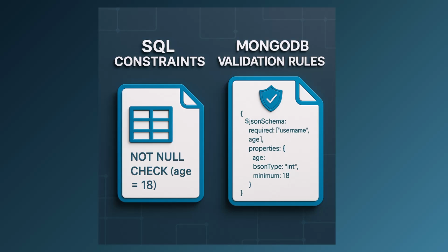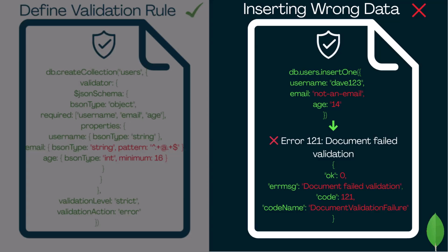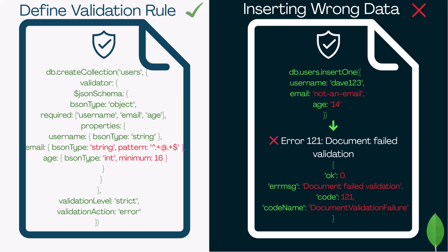So while MongoDB doesn't enforce relationships like SQL does, you can still protect your data using validation rules. Here on the left, we define the rules, required fields, and valid types. On the right, someone tries to insert invalid data. MongoDB immediately rejects it. This keeps our data clean and helps prevent bugs in the future.